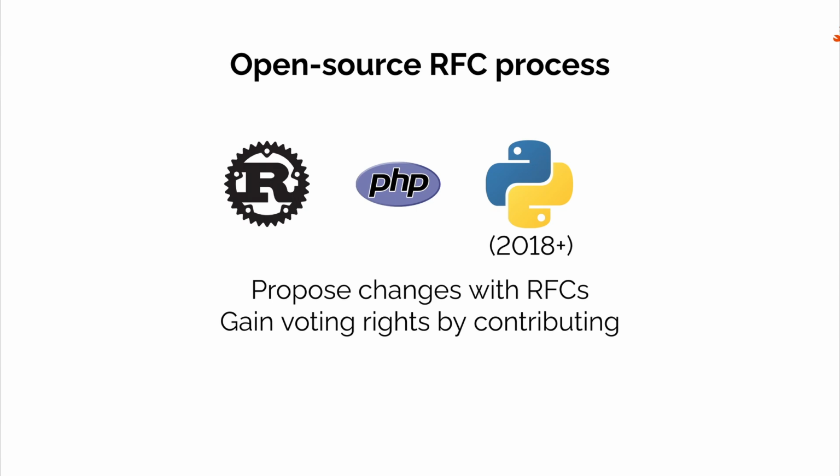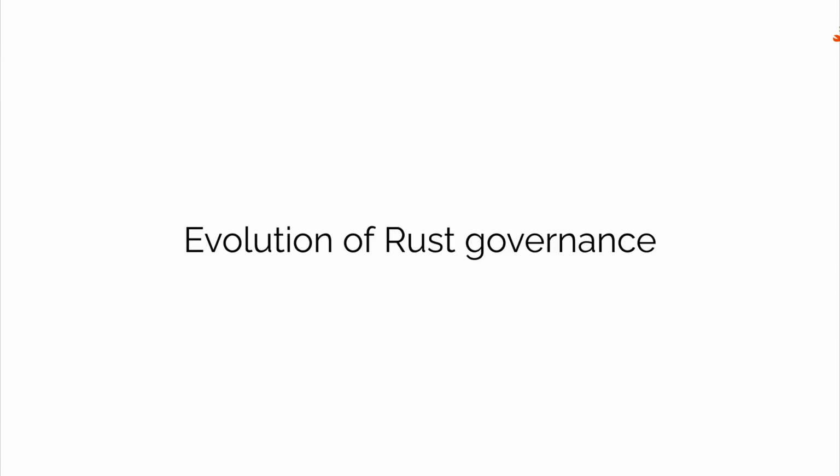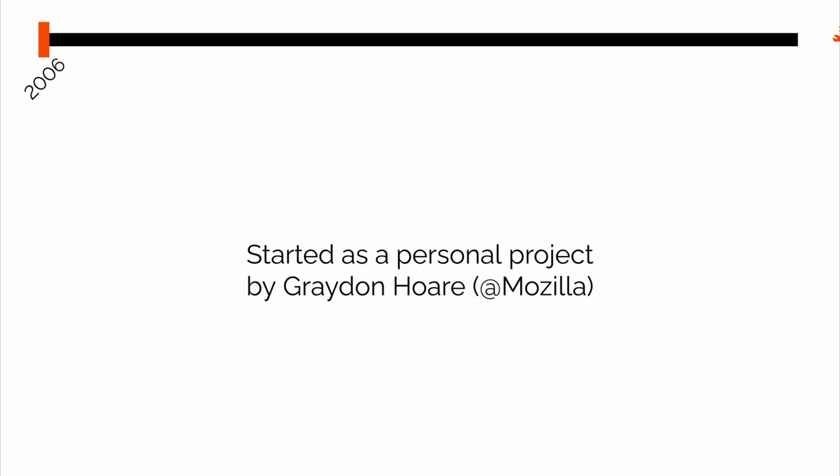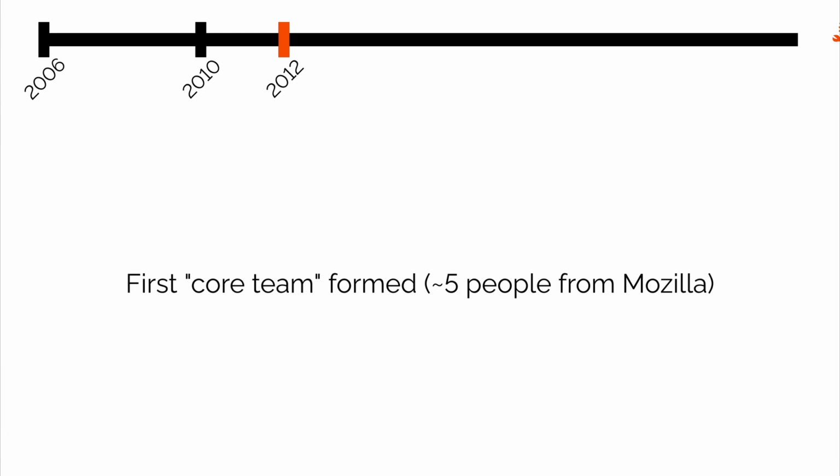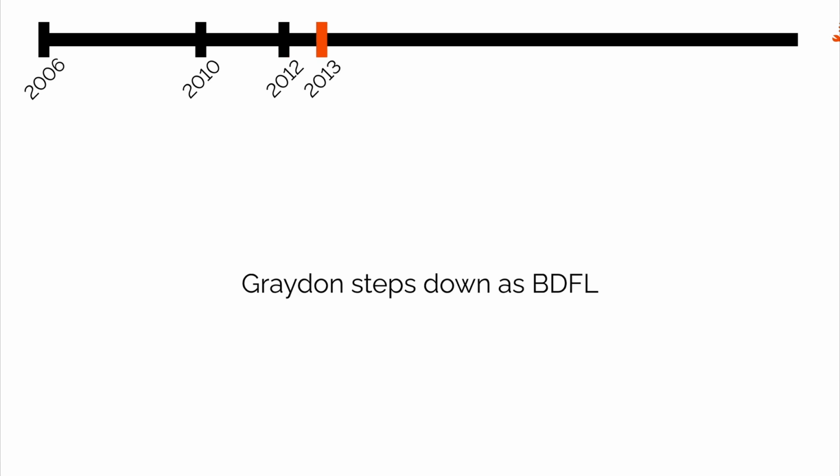So with that, let's take a look at the evolution of Rust governance. Rust started in 2006 as a personal project by Graydon Hoare, who was working in Mozilla. So it started as a BDFL project, right? Then he took it to Mozilla, and a few people started working on it. A few years later, the first core team was established, which was about 5 people from Mozilla that had all the decision powers about the language. Then Graydon actually left the project because he kind of burned out. He didn't want to continue anymore.